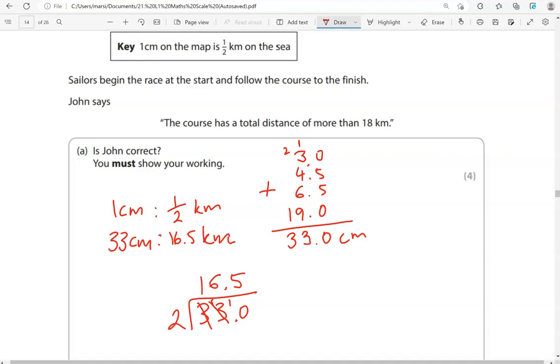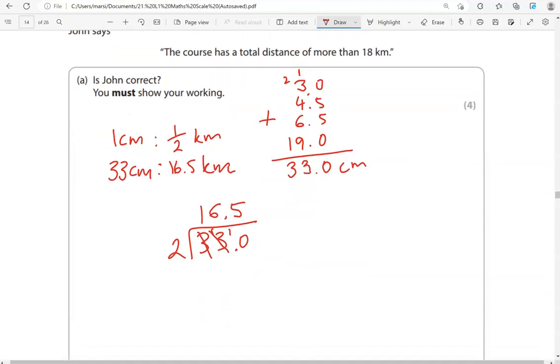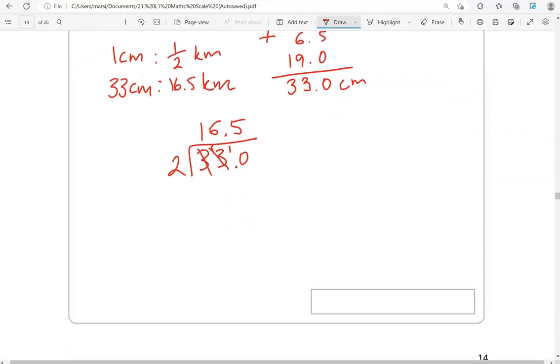And John said that the course has a total distance of more than 18 kilometers, but that is not more than 18, it's less than 18. So is John correct? We're going to say no.